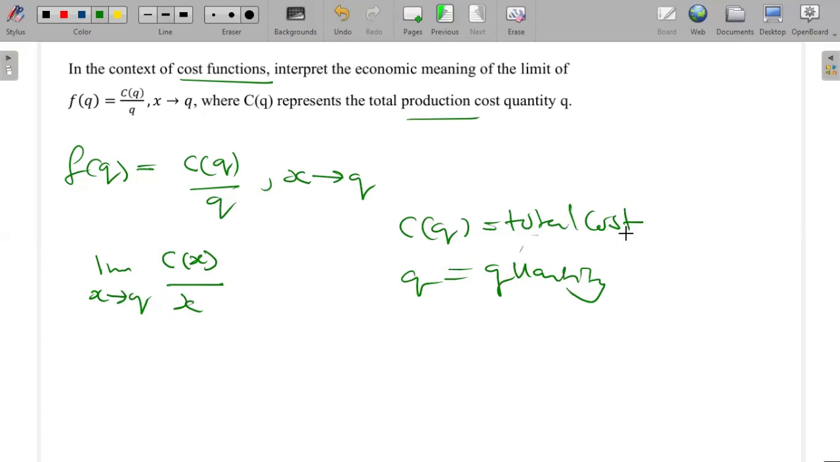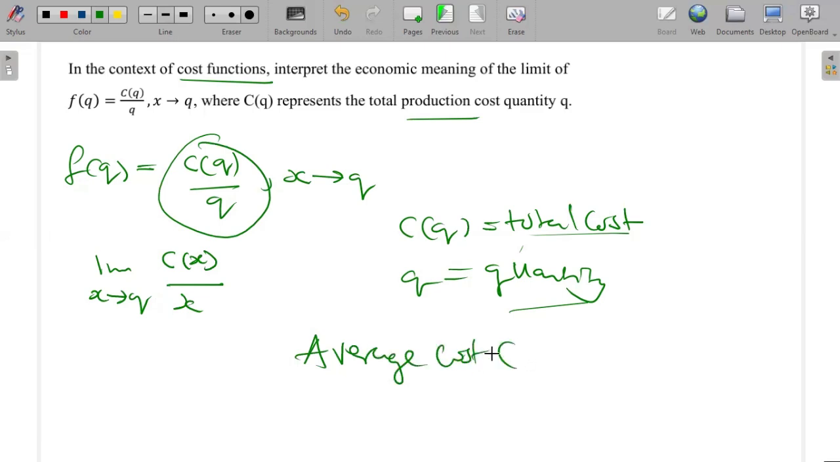So if this is your total cost and you're dividing it by the quantity, as in this formula that is there, this here is just telling us the average cost. That is the average cost that you're going to be getting.